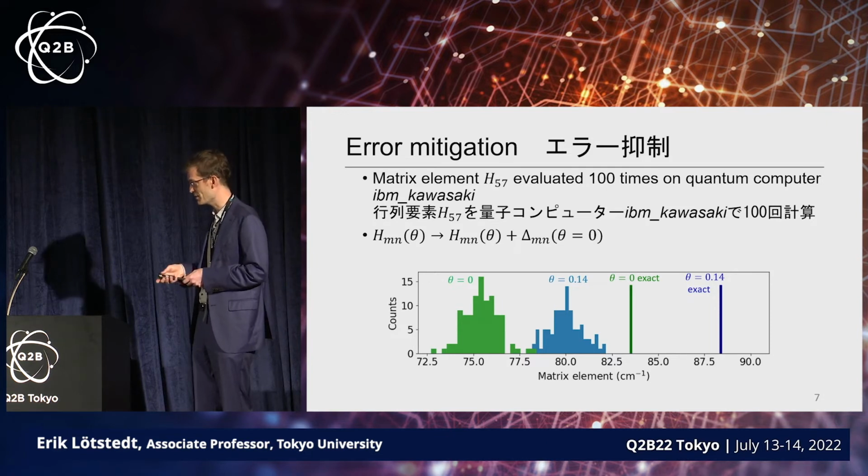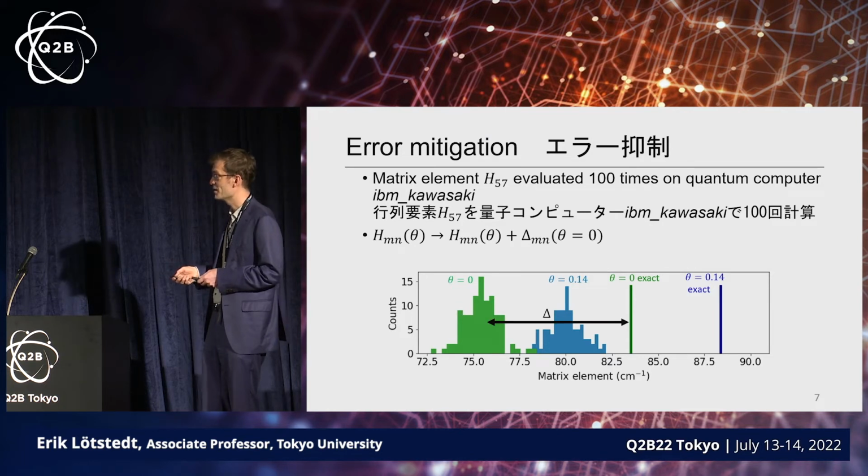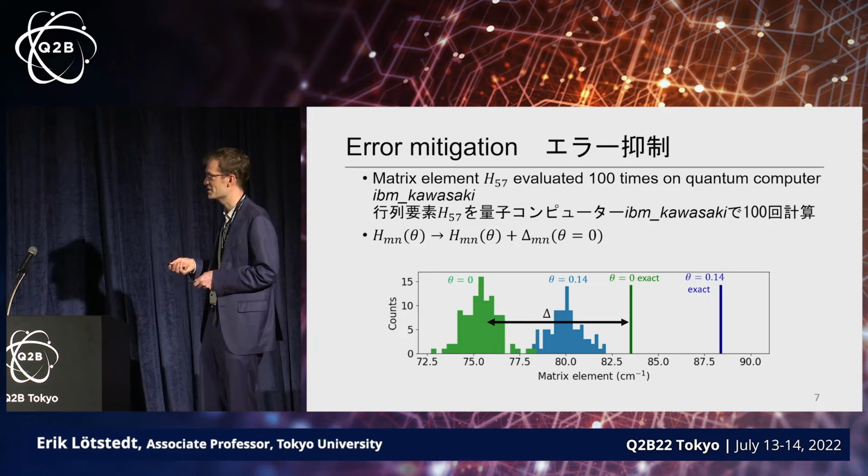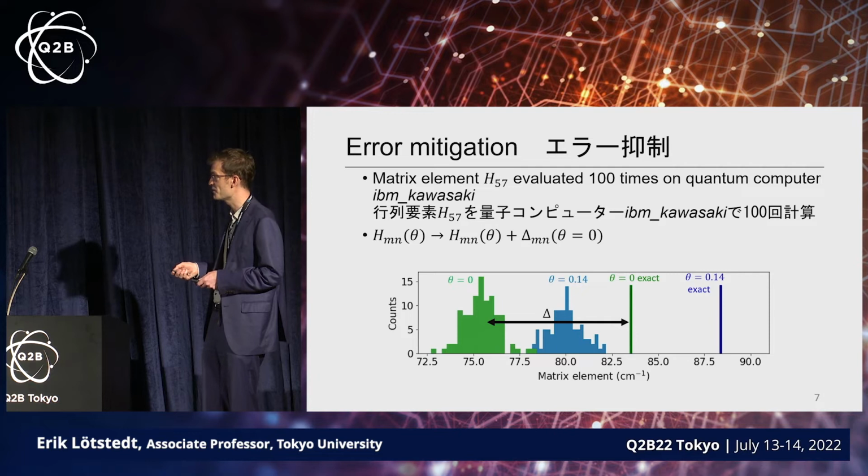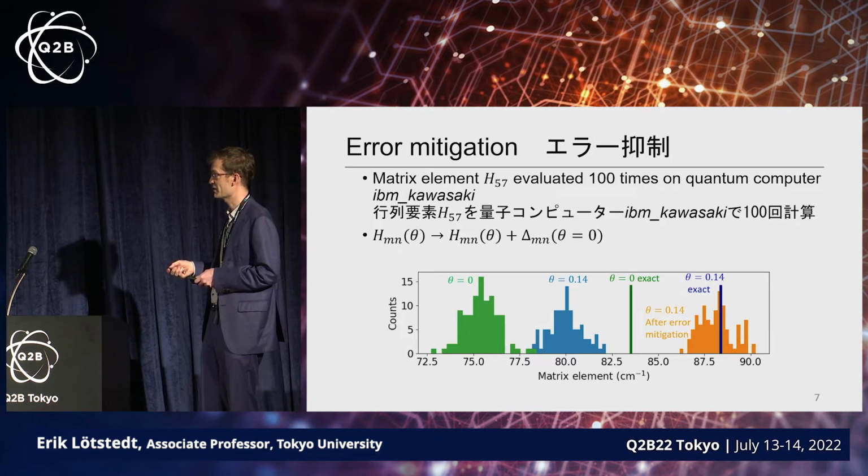And then we estimate the shift in the theta 0 case and assume this shift is the same for the theta non-zero case, the optimal parameter. This is not a general method, but at least in this case, it seems to work. So this one is shifted by the same amount as this one here, and then it comes much closer to the exact value. So the measured distribution overlaps the exact value.